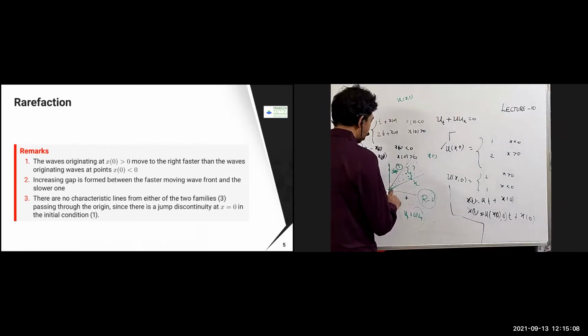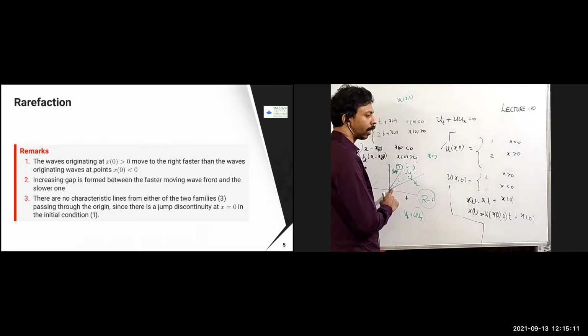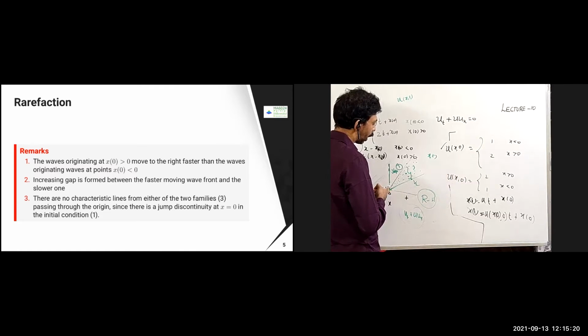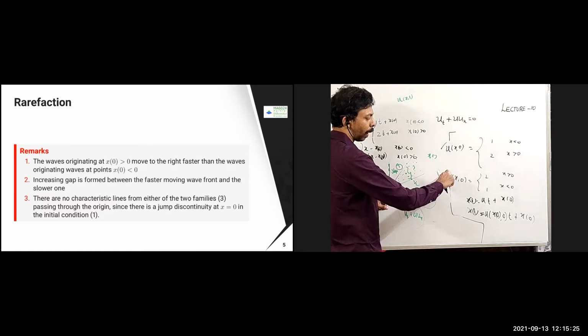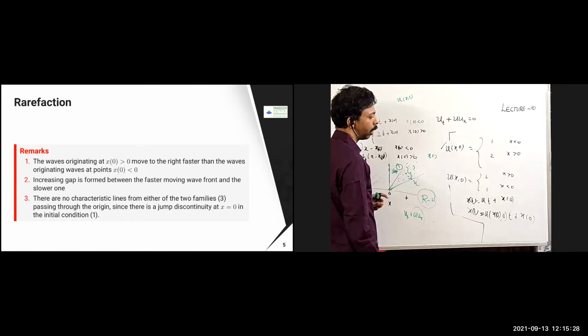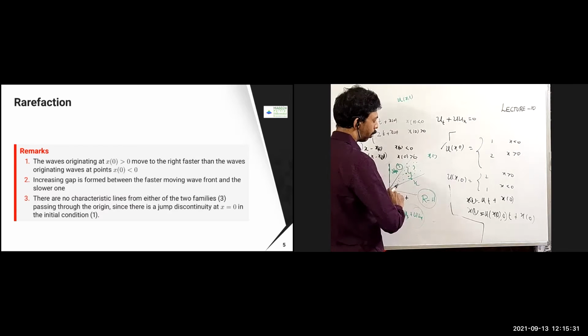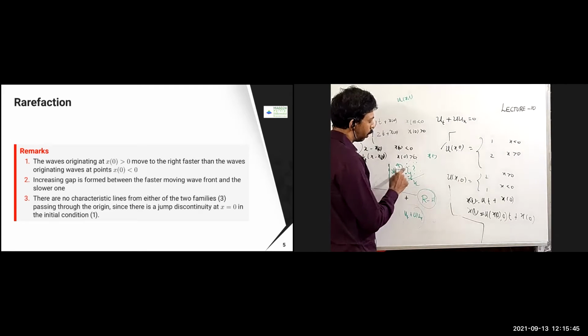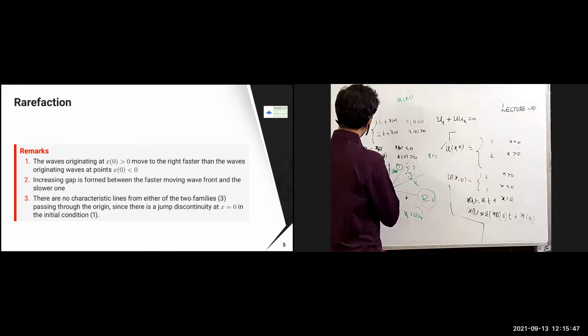So the waves originating from x of 0 greater than 0 are going to move to the right much faster than the waves originating from here, because this one is going to travel a little slower, whereas this one is going to reach that distance very fast. So x of 0 moves right very fast compared to the ones starting from here. That means you are going to have a gap here. This is the gap I'm getting, so this is going to introduce a gap for us because of the slope which we are having.